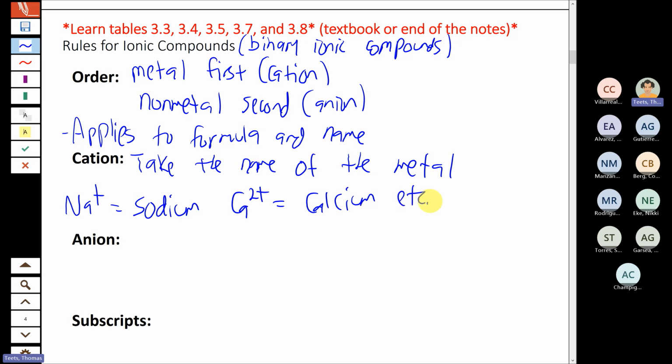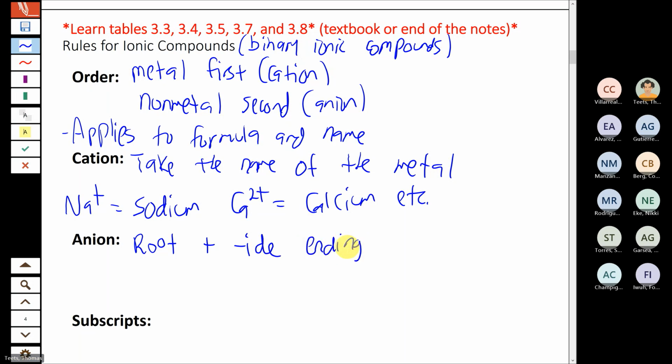The anion is the one that does get modified a little bit. So you're going to use the root name of the element, but you're going to change the ending to -ide. So if we had an ionic compound that had F- in it, F is the element fluorine, but we wouldn't put it in the name of the compound as fluorine, we would put it in as fluoride. So it would become fluoride with an -ide ending.